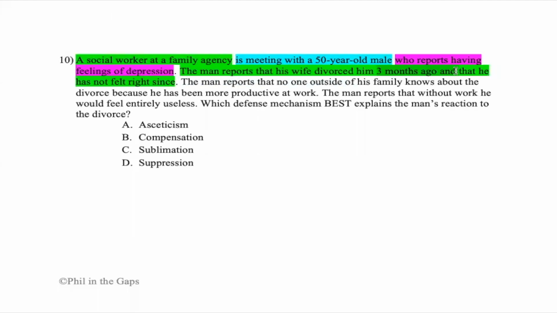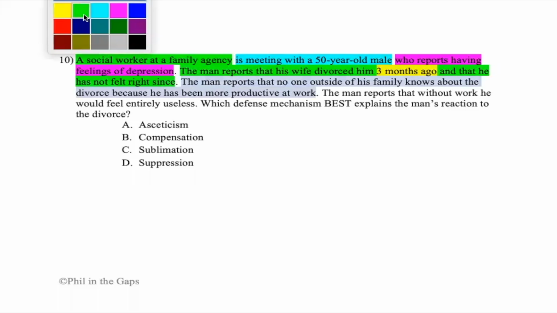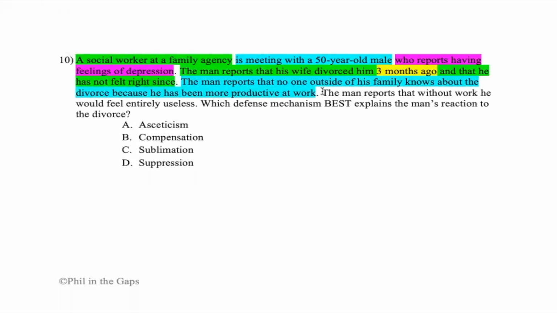And you like the time, hop on top of it because it always paints the picture of what we're looking at this given moment. The man reports that no one outside of his family knows about the divorce because he's been more productive at work. And the man reports that without work, he would feel entirely useless. Which defense mechanism best explains a man's reaction to divorce? So let's break down each defense mechanism, compare back to the question to see what we're looking at in particular.